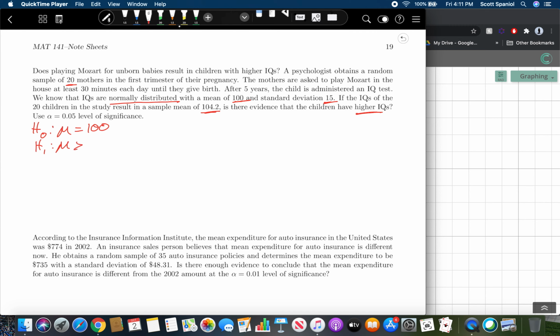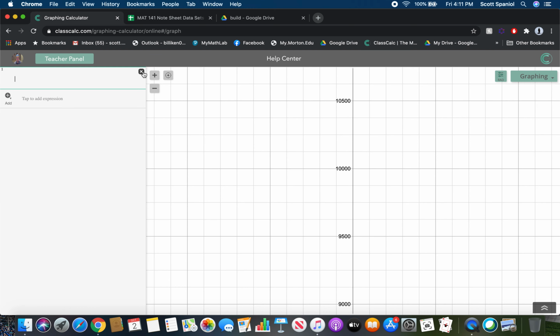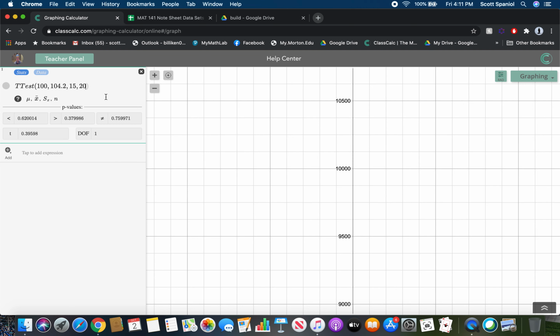So is mu greater than 100? In this case, even though our sample size is only 20, we know the population is normally distributed, so that means we can do a t-test without having to do any other checks. Okay. So then just like the problem we were doing together here, we can do a t-test with a mu of 100, a sample mean of 104.2, a standard deviation of 15, and a sample size of 20. In this case, we get a p-value of 0.1128.